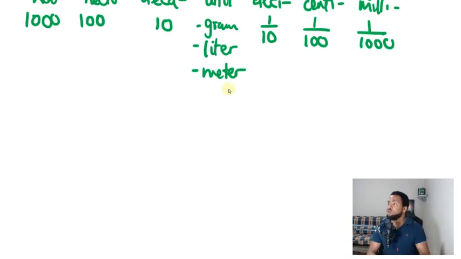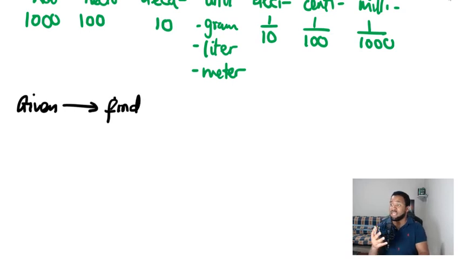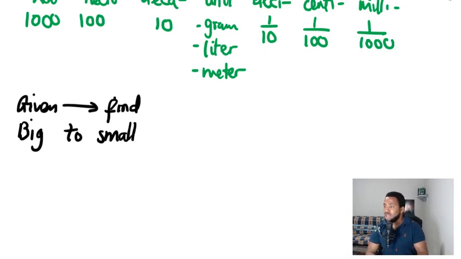What operations do we need to go from our givens to what we are finding? Take note that if what is given is bigger and you're asked to find what is smaller in terms of the prefix, we need to multiply by tens.